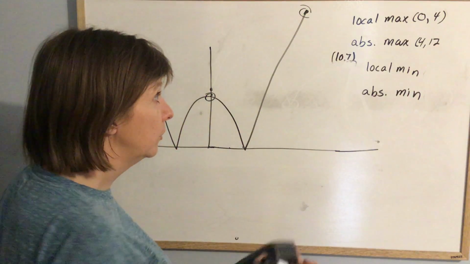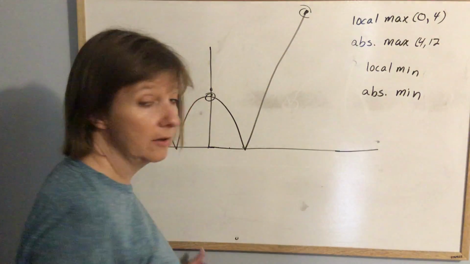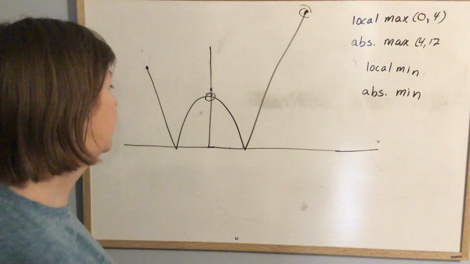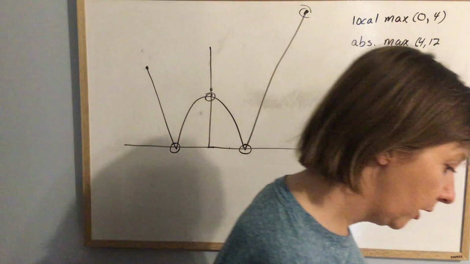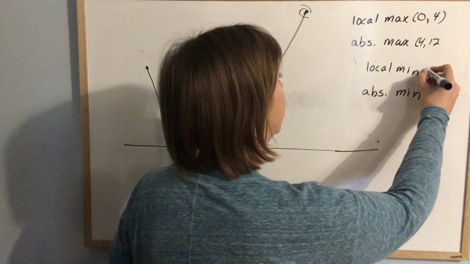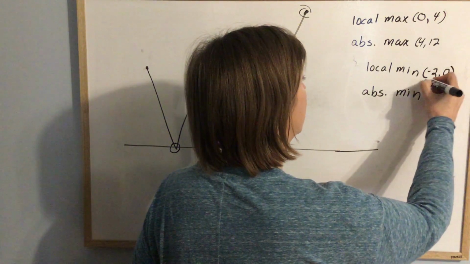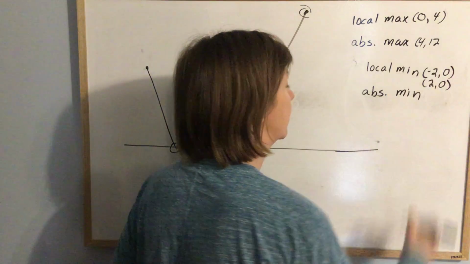All right, local minimums. I see 2 of them. I hope you do too. There's one here and there's one here. So where are those points? They are at -2, 0 and +2, 0.